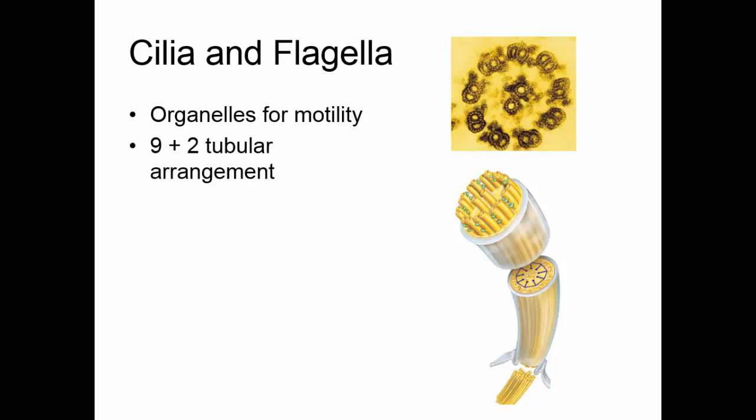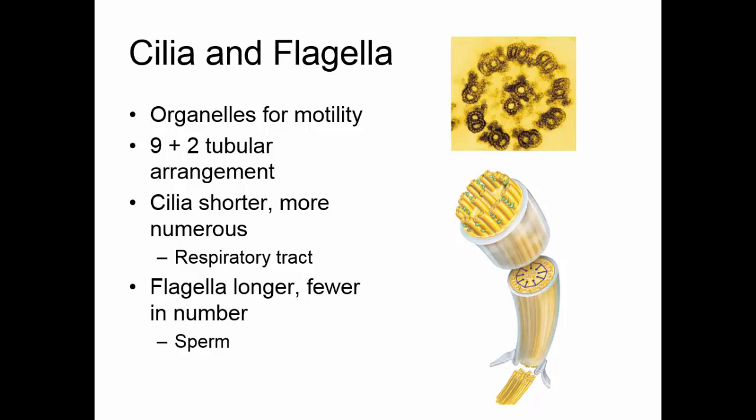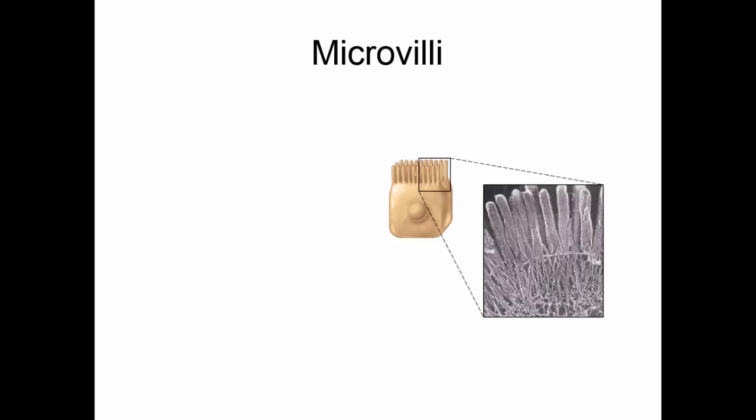Now, both of them have this basic 9+2 tubular arrangement. That is 9 tubules in a circle around 2 central tubules. Here you see it there. Cilia are shorter and tend to cover the surface of a cell. We find these in the respiratory tract. And flagella are longer and fewer in number. Sperm have a flagella. A modification of the cell membrane is microvilli.